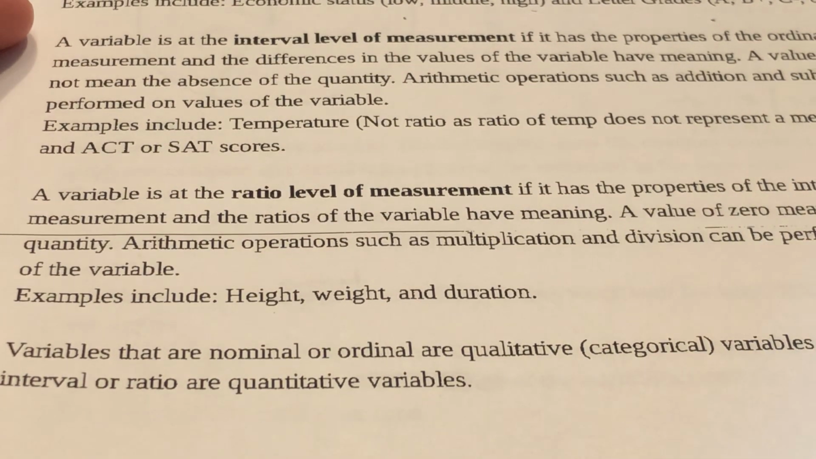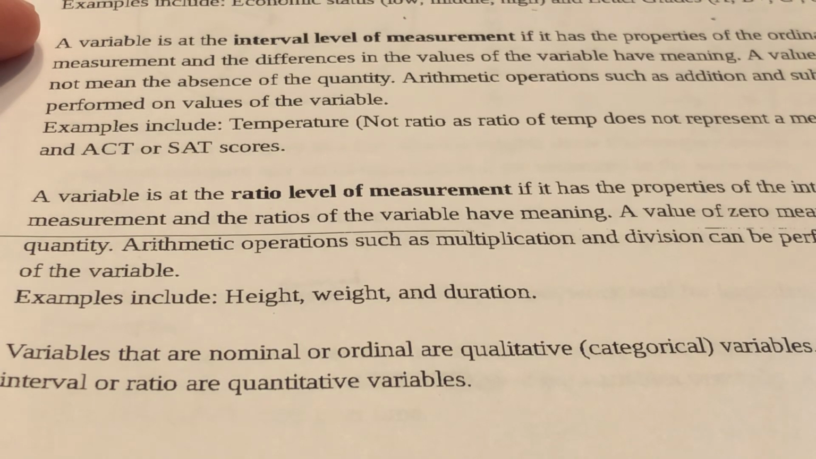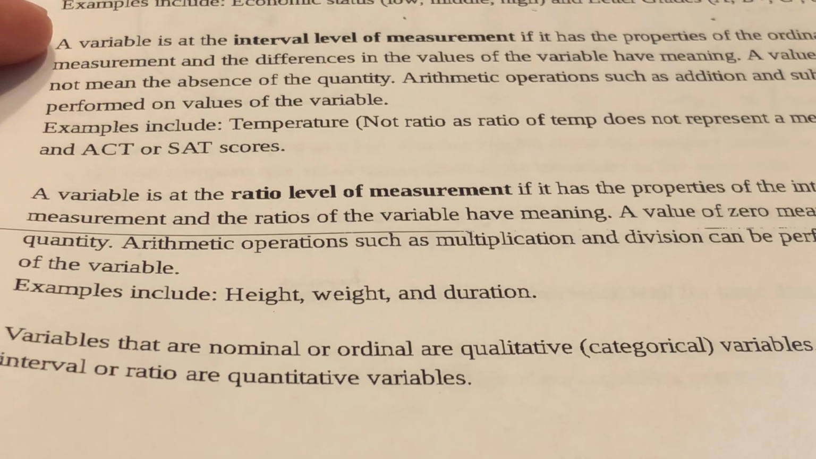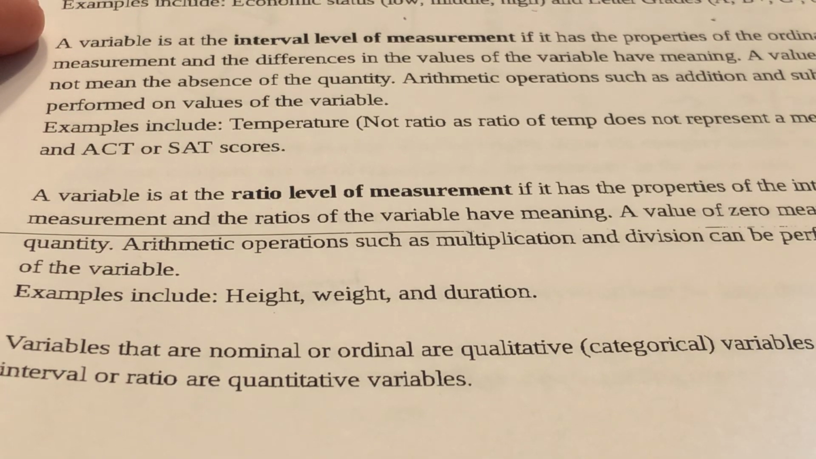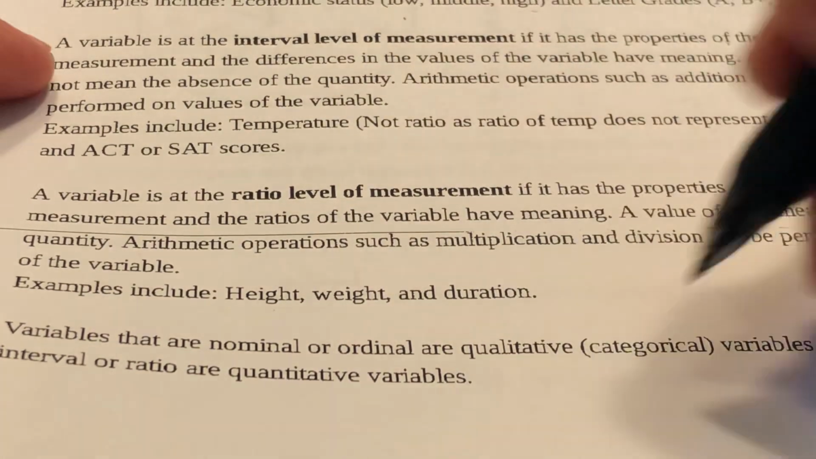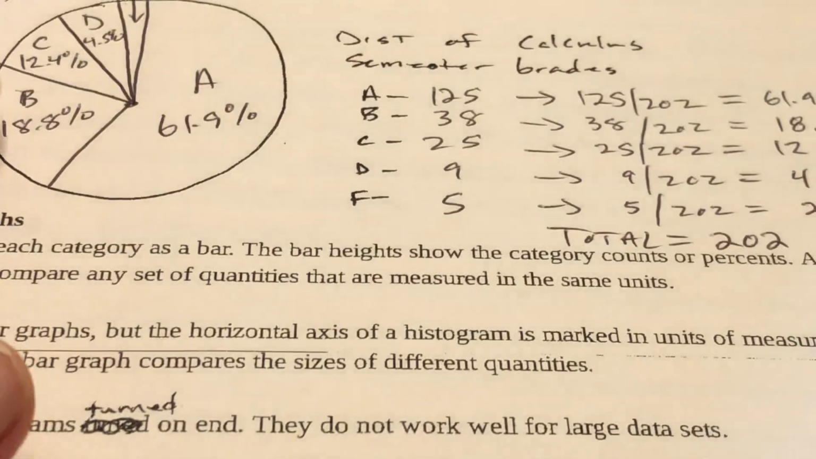If someone is 6 foot tall and a toddler is 3 foot tall, that person is double their height. Someone is 160 pounds, another person is 80, they are double their weight. If one team has 80 points, another team has 40, they have double the score. So you can divide, and it makes sense. So variables that are nominal or ordinal, the first two, are categorical variables, and variables that are the last two, interval or ratio, are quantitative. All right, folks, it's math time.